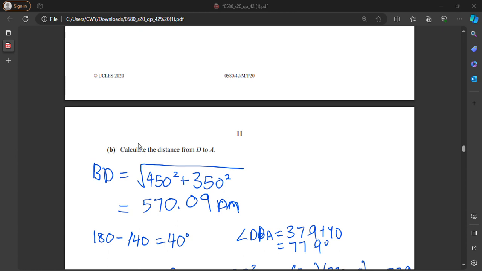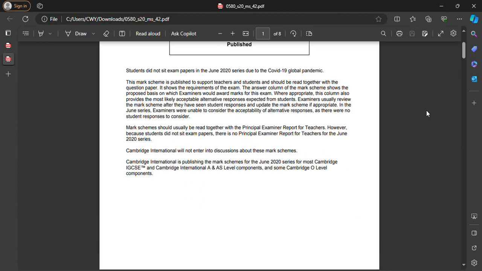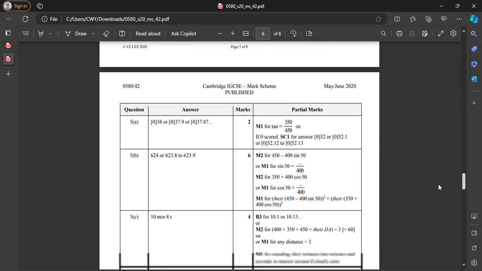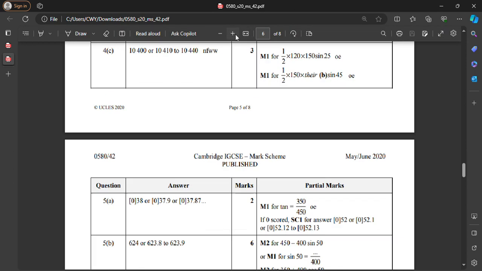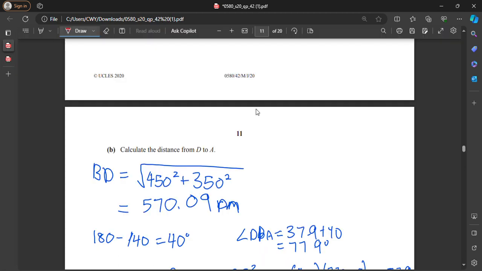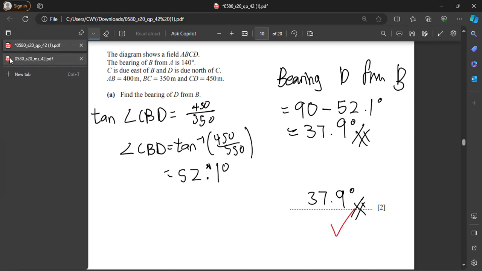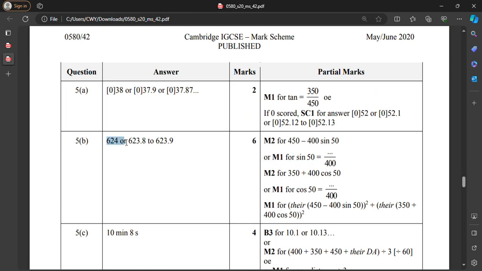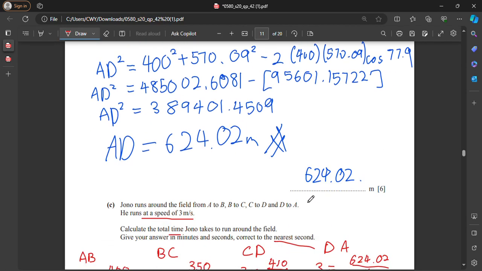If you see the mark scheme, question number 5, give me a while. Here. Alright, so first question, they give a big range. Is my answer in the range? Let me just check. Yeah, 37.9 is okay. And then it says 624 or 623.8. 624, okay, correct.